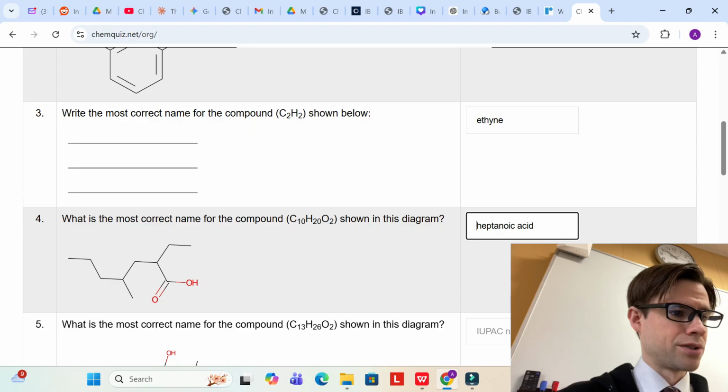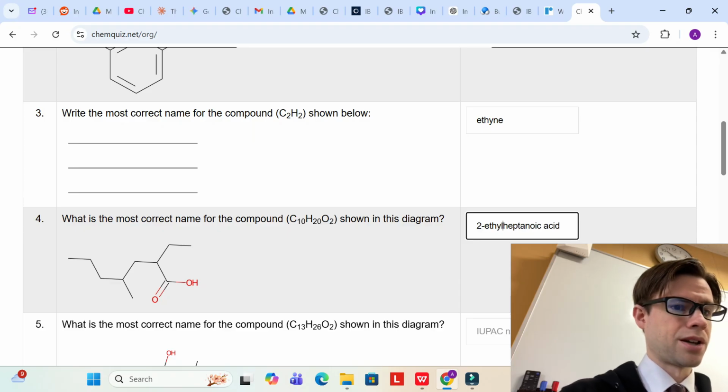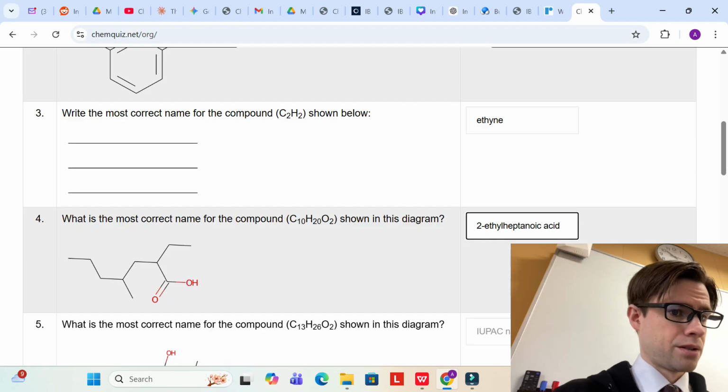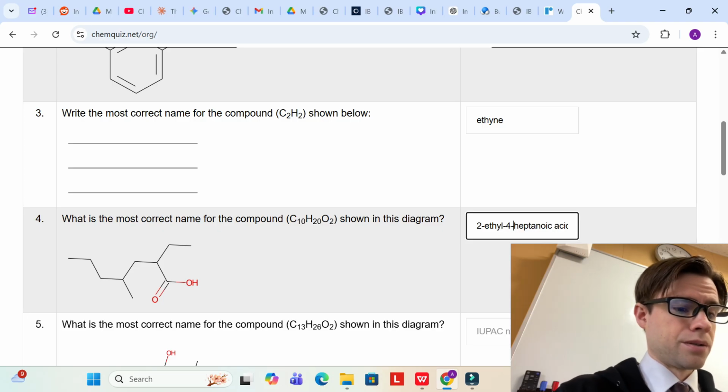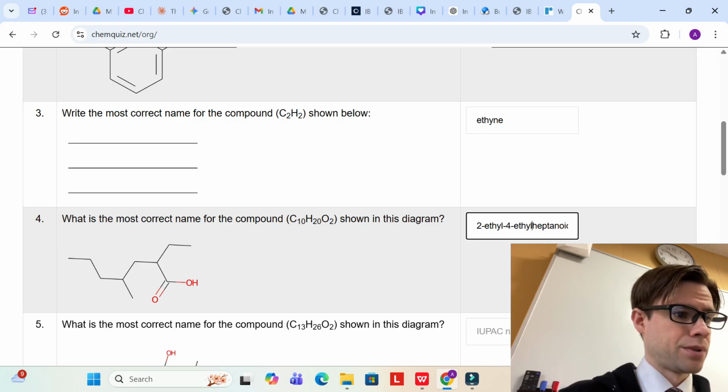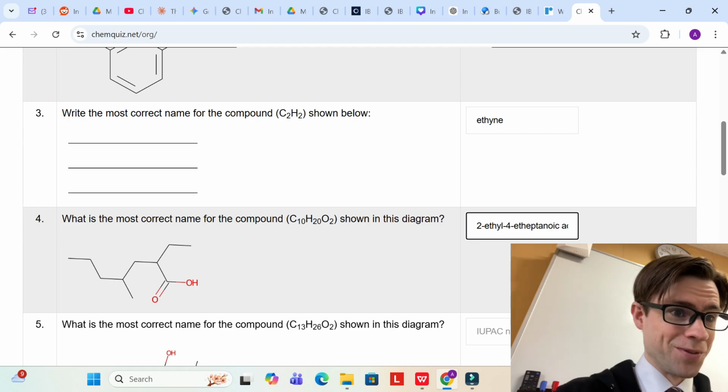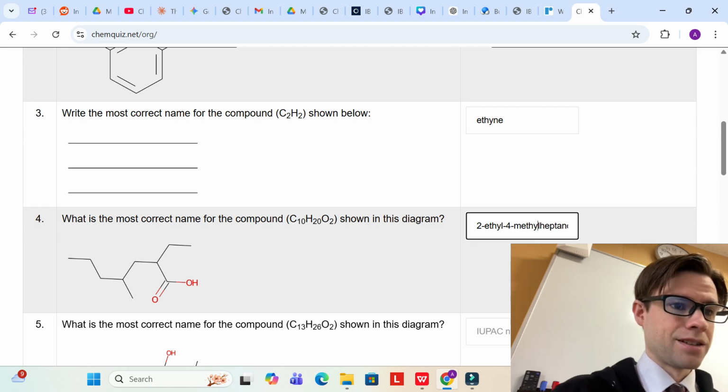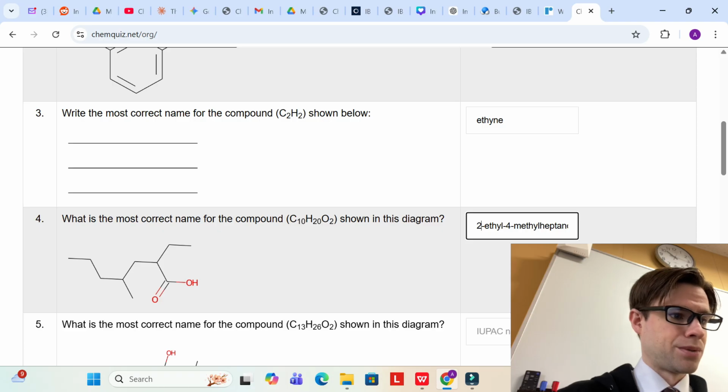Does definitely have branches though. On carbon 2, there's an ethyl group. So 2-ethyl, dash, then a methyl group, 1, 2, 3, 4, 4-methyl. 2-ethyl-4-methylheptanoic acid. Yeah, that should be correct.